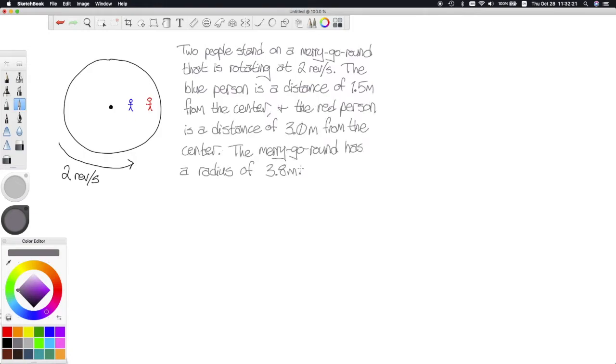So we have two people standing on a merry-go-round, and that merry-go-round is rotating counterclockwise at a rate of 2 revolutions per second. The blue person, which is the person closer to the center, is a distance of 1.5 meters from the center of the merry-go-round, and the red person is a distance of 3.0 meters from the center of the merry-go-round. The merry-go-round itself has a radius of 3.8 meters. So eventually we'll do some calculations with this, but before we do that, I want to start with a couple of clicker questions. So I'll get those written down.